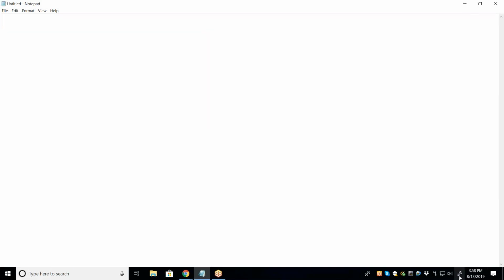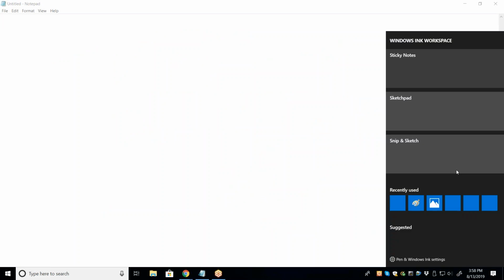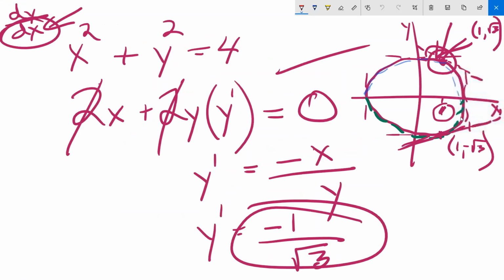Now what I need to do is this. Not use the Snip and Sketch, but the pad, and erase all the ink. Now I'm good to go. All right, let's take another relatively simple thing.